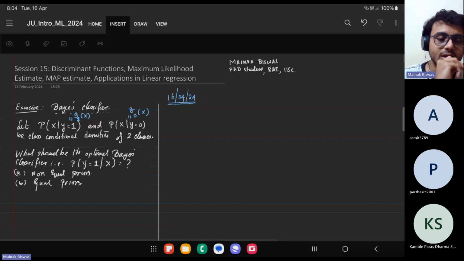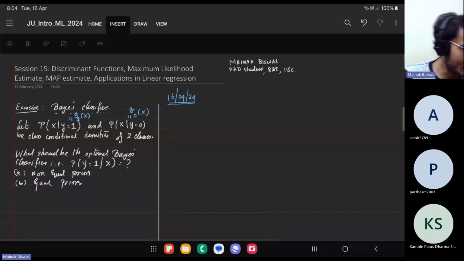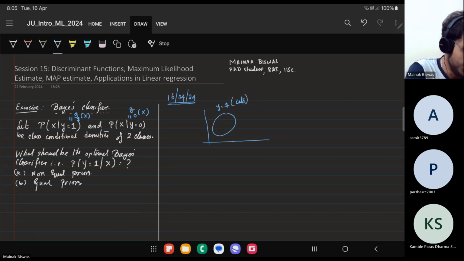Okay, first of all, let's begin with a simple question and see if you all recall what we did last time. Say we have two data distributions, one like this where y equal to 1, class 1. Say this is some cats. And this is the distribution of dogs, say.